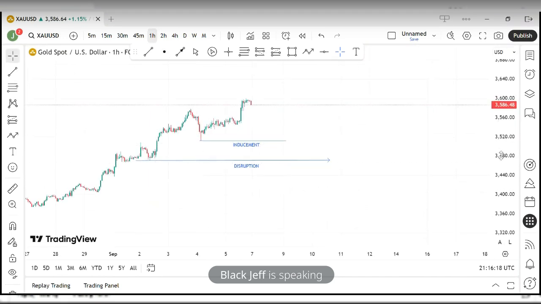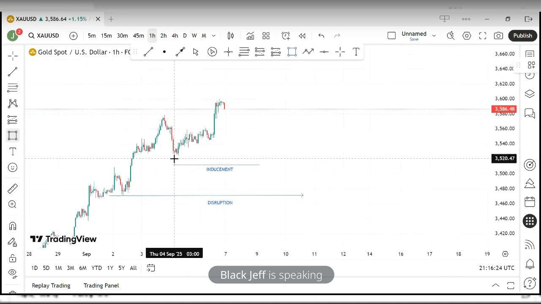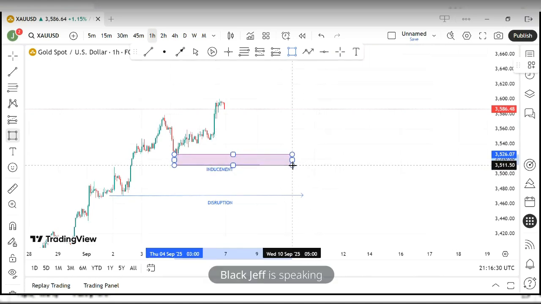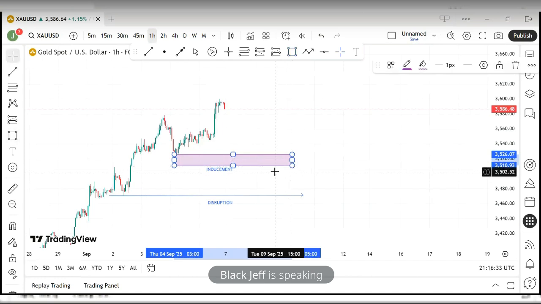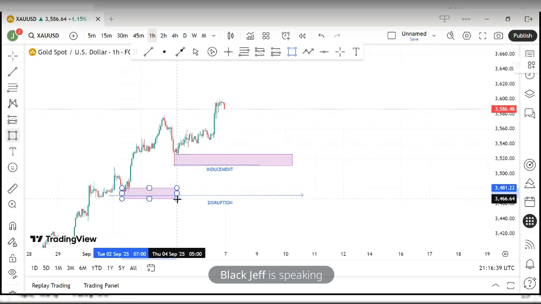Now, let's use this. What is that valid internal? It could be an inducement, which is here. This is what Sabige means when he says let the market be coming from a liquidity zone. It could be an inducement, and it could be a disruption.